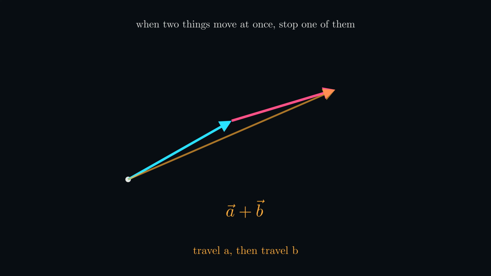The reason this is allowed sits in the plus sign. A plus B does not mean two things happening at the same instant. It means travel A and then from wherever you landed, travel B. Once you read the plus that way, the picture builds itself in order.